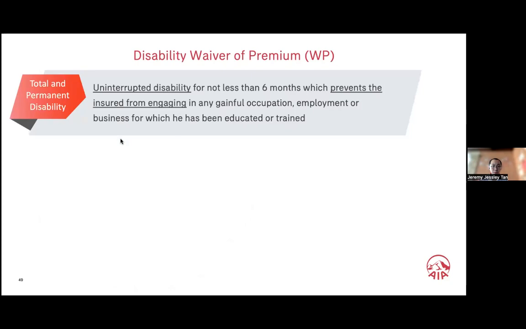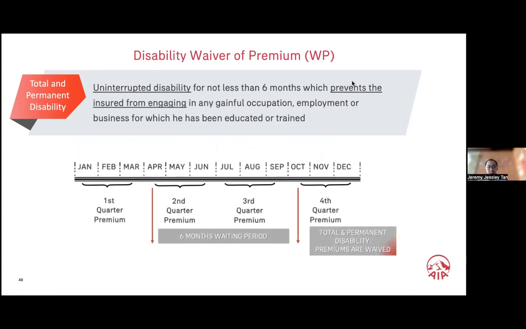To describe what total and permanent disability means: it's uninterrupted disability for not less than 6 months, meaning you are disabled for a 6-month period. And your disability prevents you from engaging in any gainful occupation, employment, or business for which you have been educated or trained. So you must be disabled for 6 months.